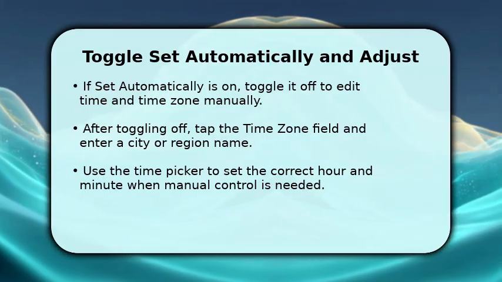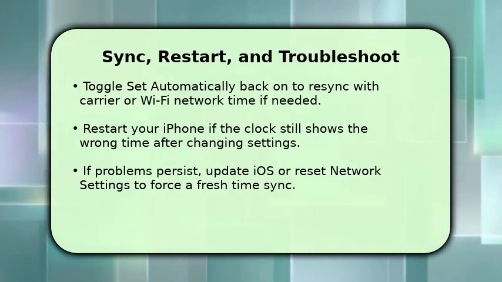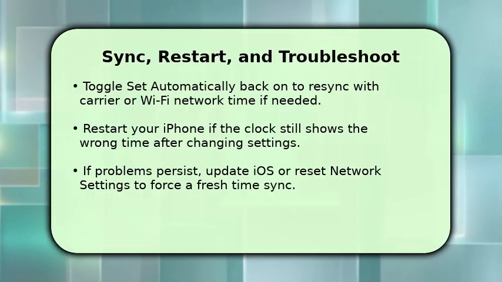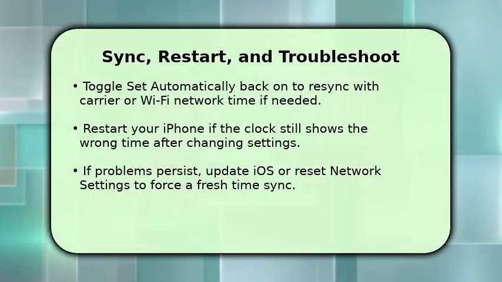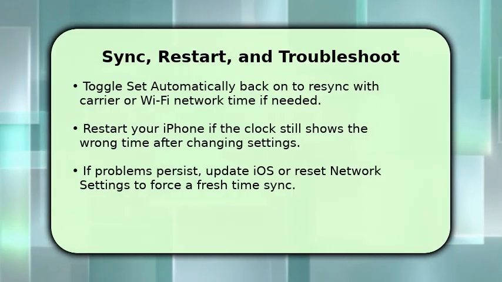Toggle Set Automatically back on to resync with carrier or Wi-Fi network time if needed. If the clock still shows the wrong time after changing settings, restart your iPhone to clear temporary errors. A restart often resolves minor network or software timing issues quickly.